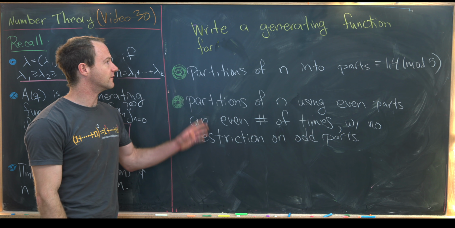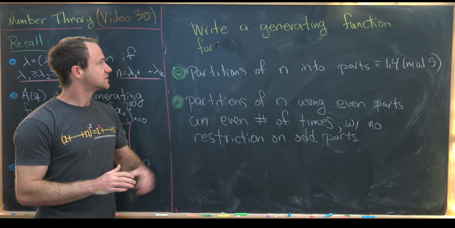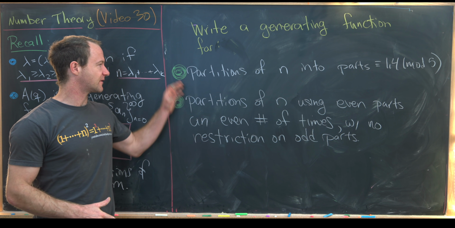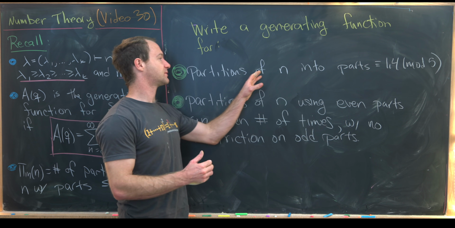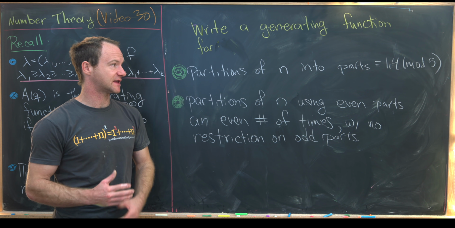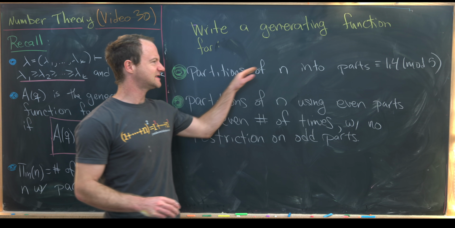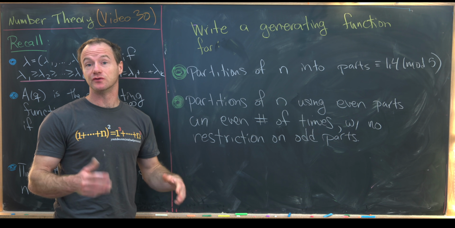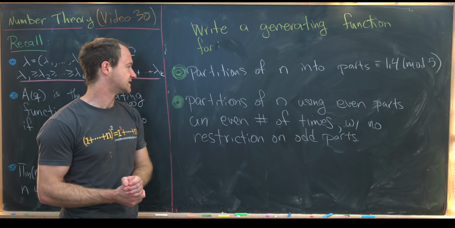Okay, here are a couple of warm-up problems that are built off of what we just looked at. Let's try to write the generating function for these types of restricted partitions. The first is partitions of n into parts that are congruent to 1 or 4 mod 5. This is actually interestingly related to the Rogers-Ramanujan identities. I'll let you guys look those up if you're interested.